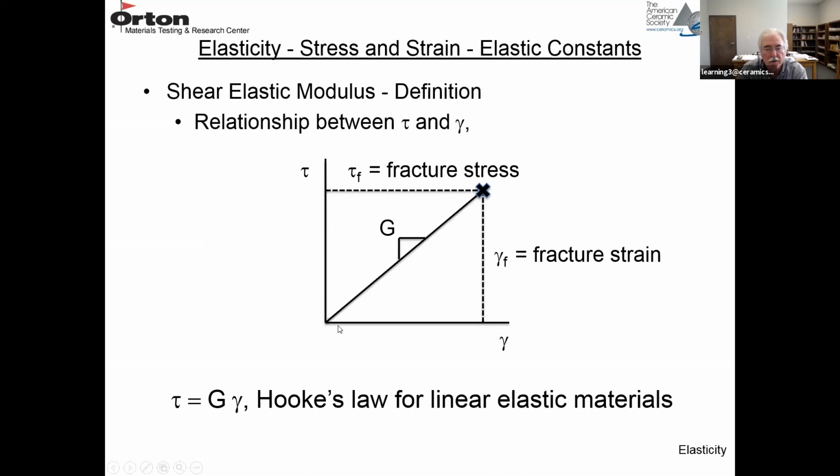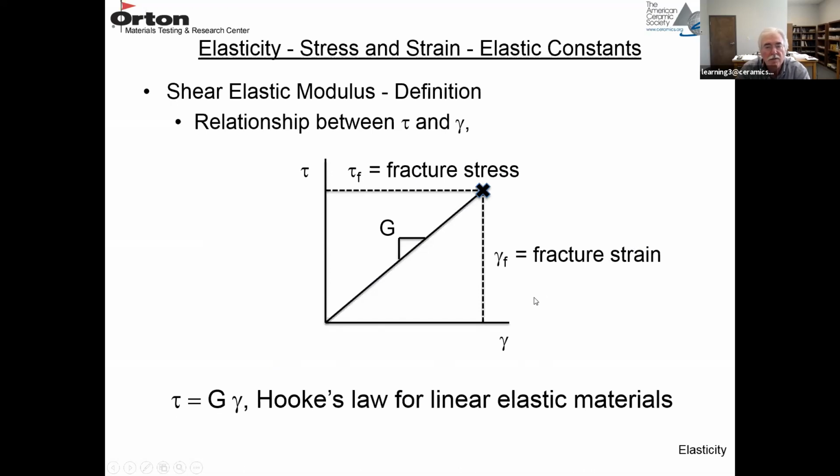And if you load that cube and you measure the shear stress and the shear strain, you'll get another linear behavior. And that's Hooke's law again for linear elastic materials. Now tau equals G times gamma. The slope of the curve is now G, the shear elastic modulus. And tau F is the fracture stress, and gamma F is the fracture strain.